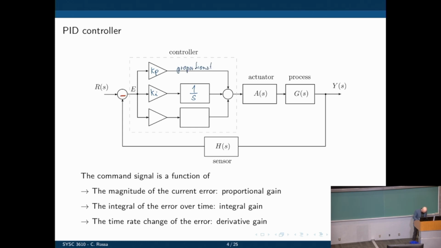The second one is the integral part, because we are now integrating the error and multiplying that by a constant. And now the control action we give to the plant is a combination of these two. This Kp and Ki are parameters that we can tune and define. And the last element is the derivative part.